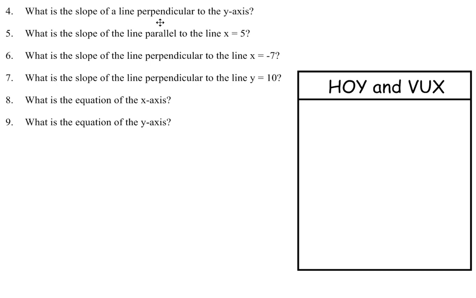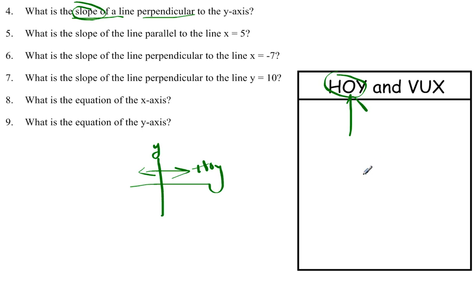What is the slope of a line perpendicular to the y-axis? Maybe we can draw a picture over here. Okay, so there's my y-axis. Perpendicular to that, and again, the slope I'm looking for in this case, not the equation. So perpendicular to the y-axis goes this way. It happens to be a Hoy line, or a horizontal line, and I'm looking for the slope. Right there, the answer is 0. If I would have asked for the equation of a line passing through a certain point, then I'd write y equals whatever that number was.